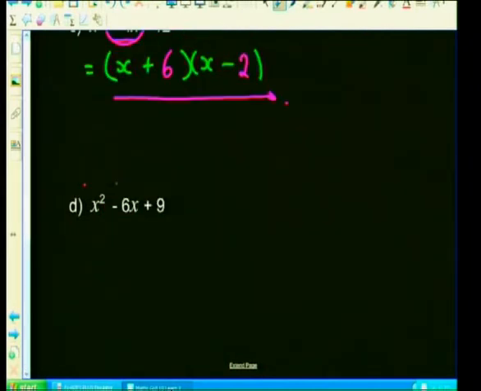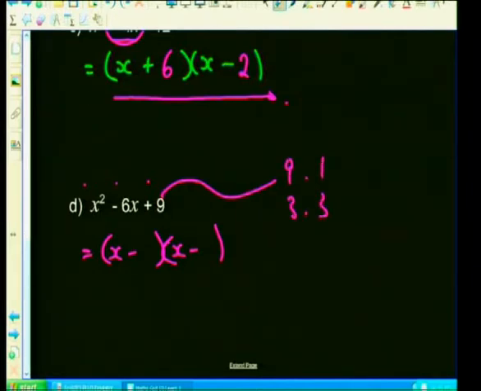Plus, minus, plus. Type 2, both our brackets are going to have a minus. And as we guessed, x and x. Now 9 is quite cool because it's either 9 and 1 or 3 and 3. And remember, we said this is a type 2, so we're looking for the sum of numbers to give us negative 6. That's not an option. It's got to be that one.